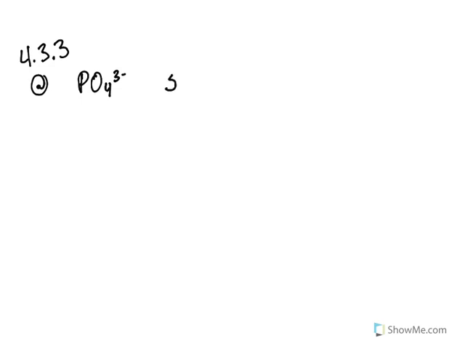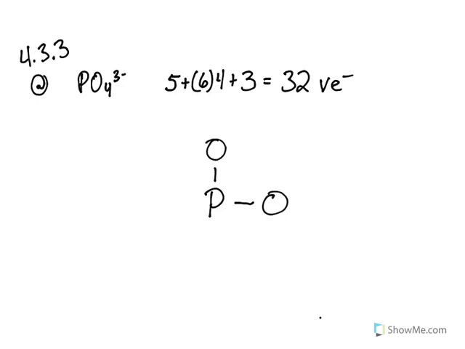Phosphorus has 5 valence electrons. Each oxygen has 6, and there are 4 of them. And then we get 3 more valence electrons from the fact that the phosphate ion has a 3- charge. So overall, 6 times 4 is 24, plus 5 is 29, plus 3 gives us 32 valence electrons total to work with. So in this case, phosphorus goes in the center, and we can put the oxygens around it.